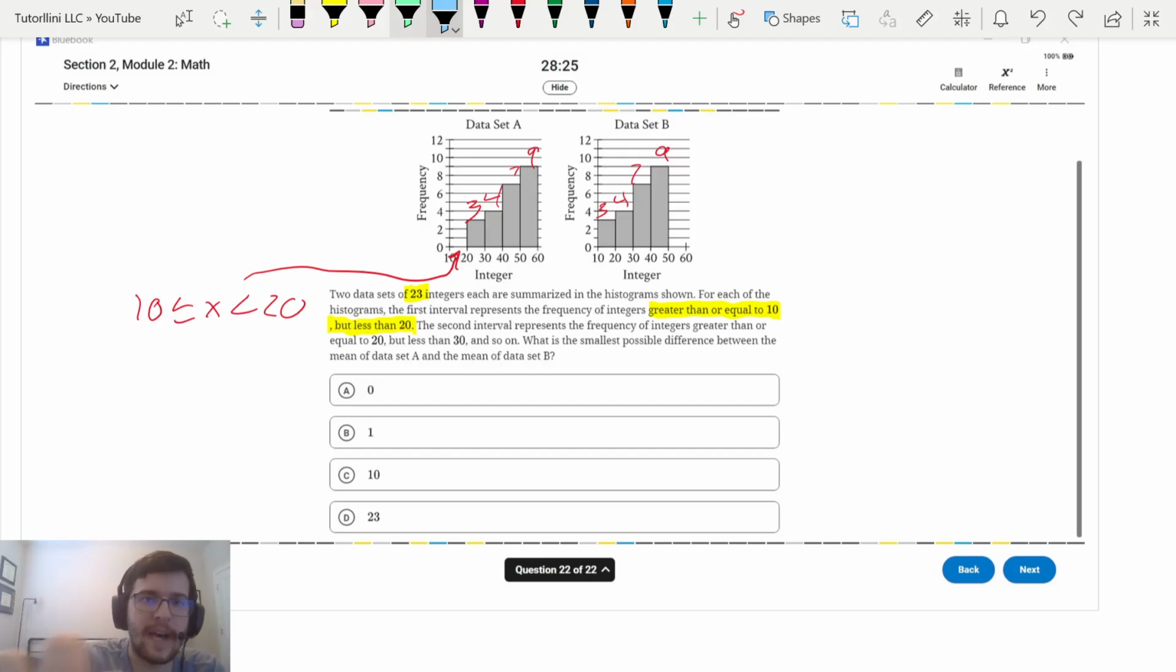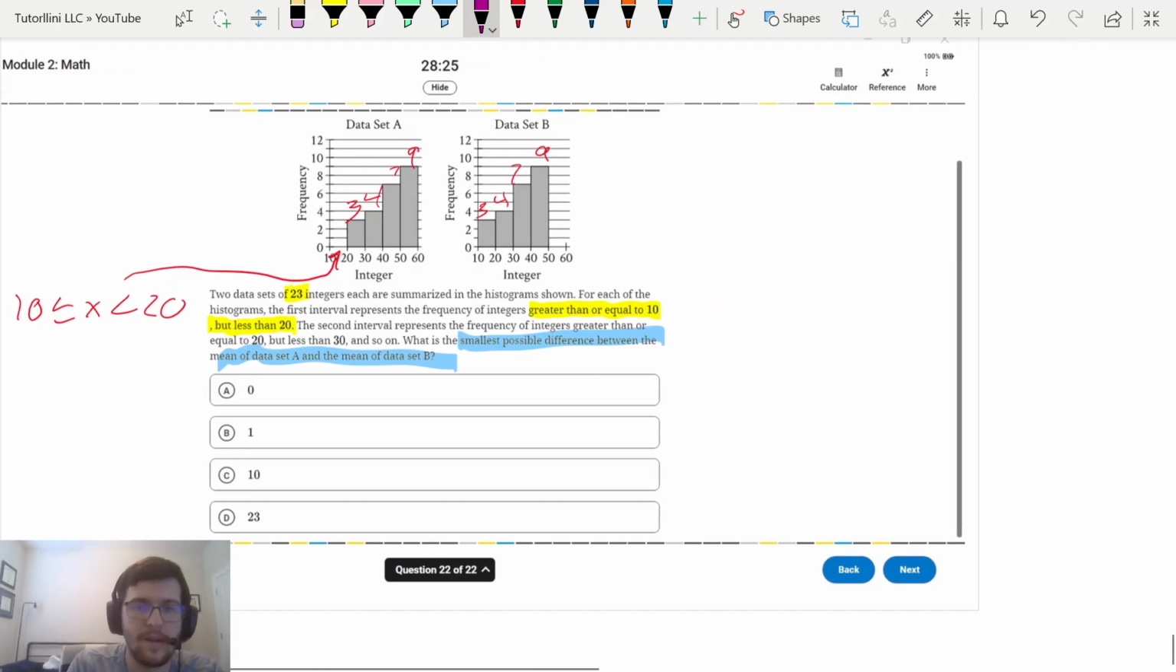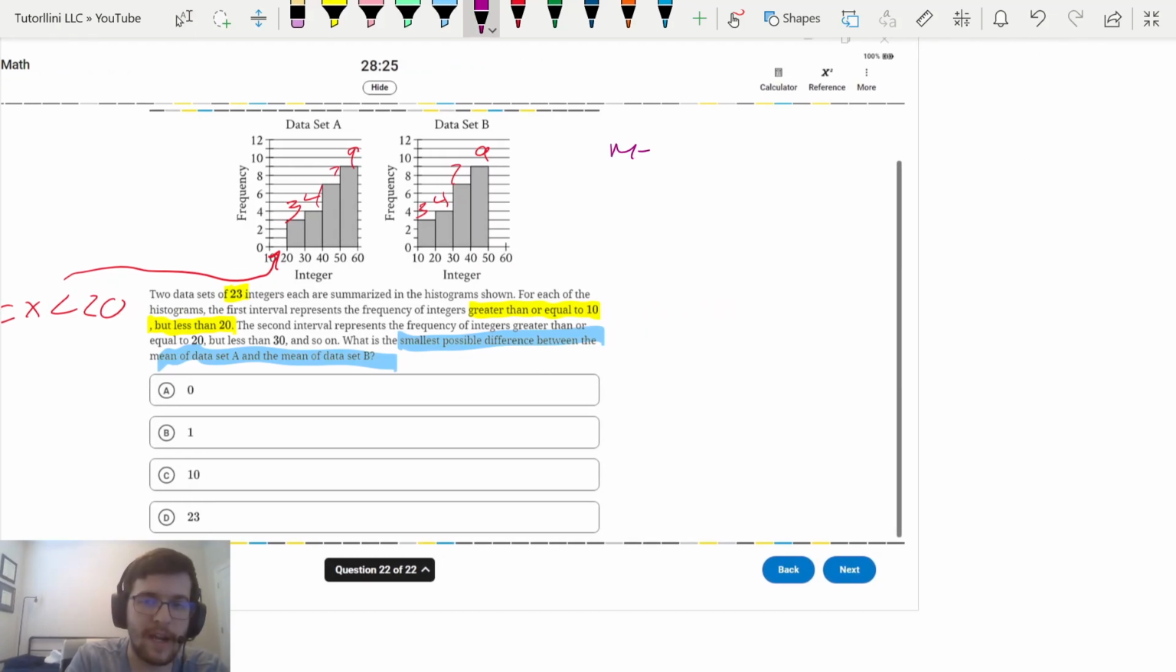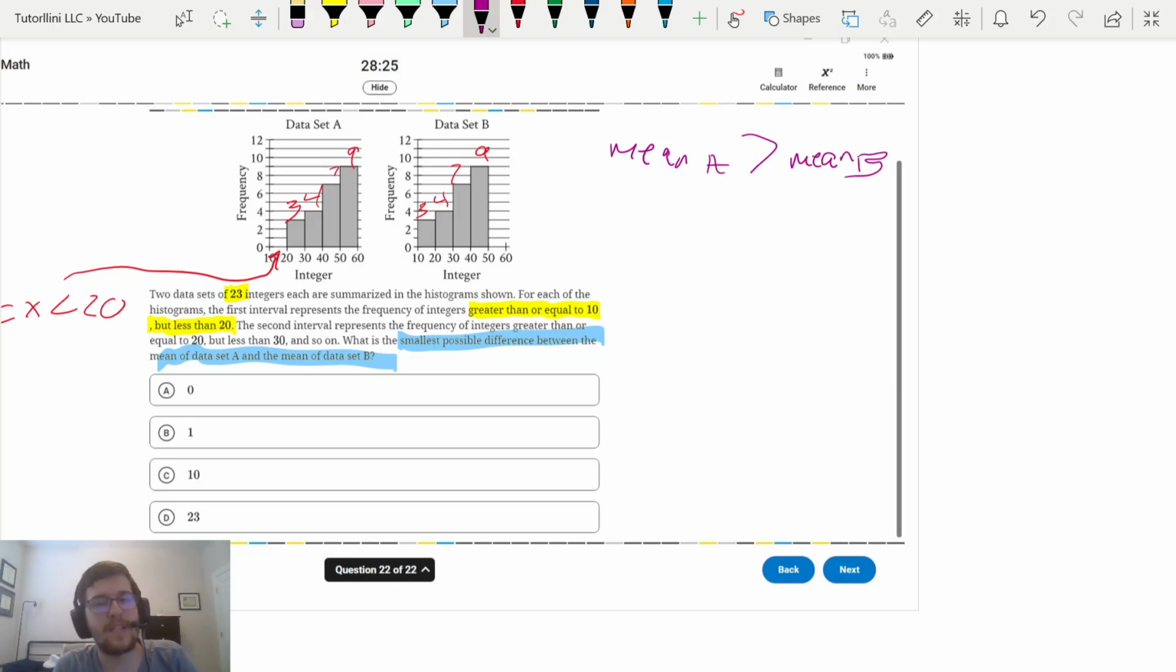So that means that the mean of A is greater than the mean of B. That's the first thing you have to realize. Now, the question is, how do we find the smallest possible difference? Well, let's look at an example.